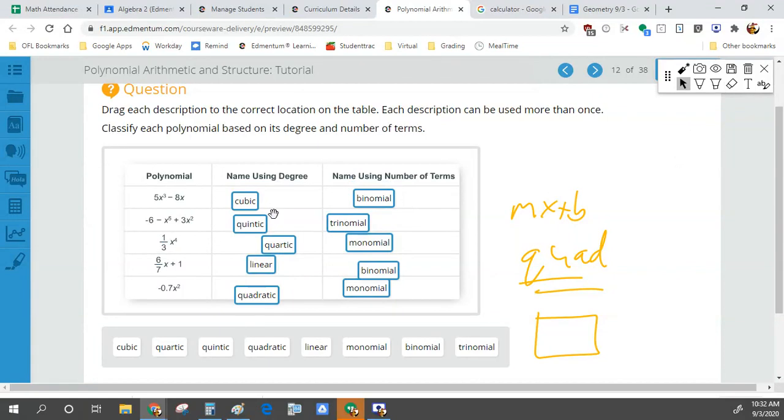Is it making sense, guys, how to describe these when it comes to describing it by the degree and describing it by the terms? Yes, no, maybe. You guys asleep on me? Cool.